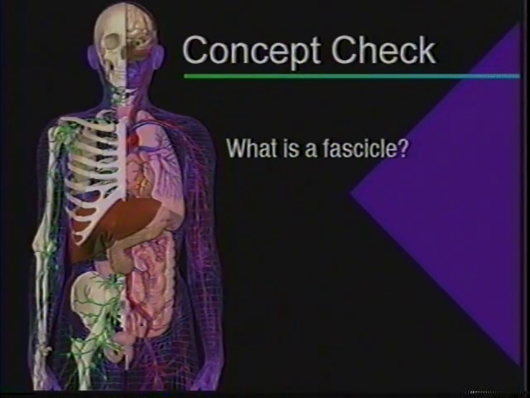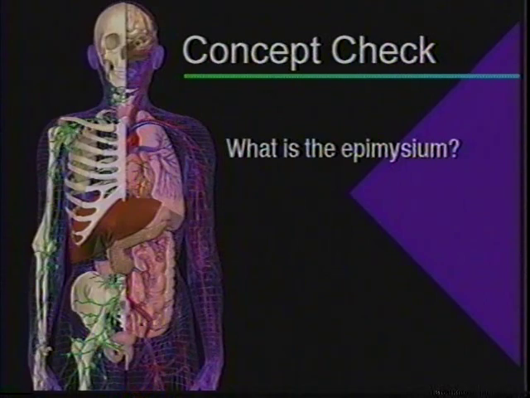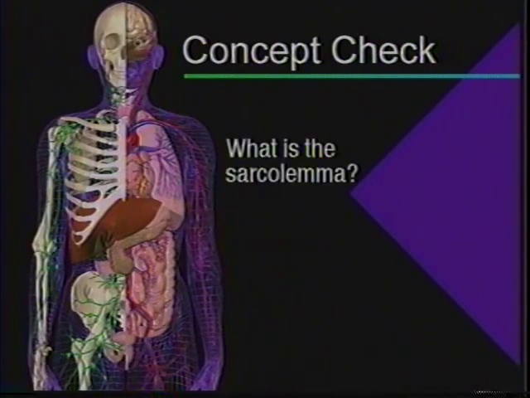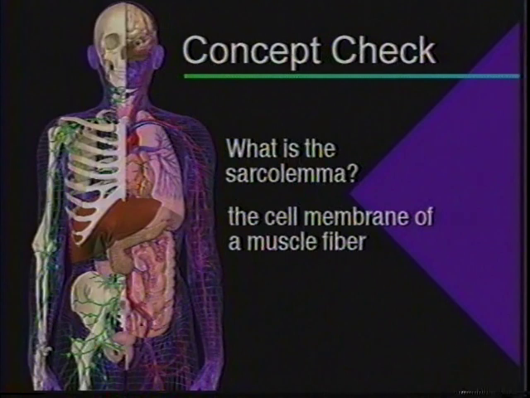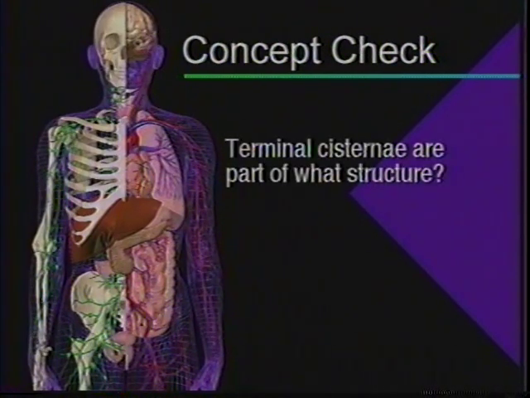Before going ahead, let's take a moment to review what we've just learned about the organization of muscle tissue. What is a fascicle? What is the epimysium? What is the sarcolemma? Terminal cisternae are part of what structure?